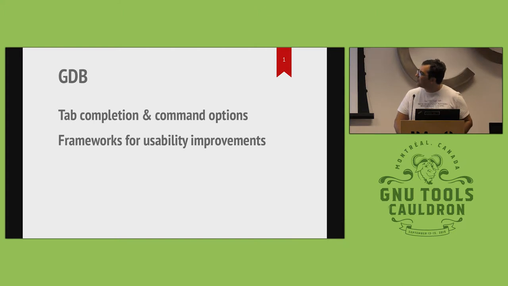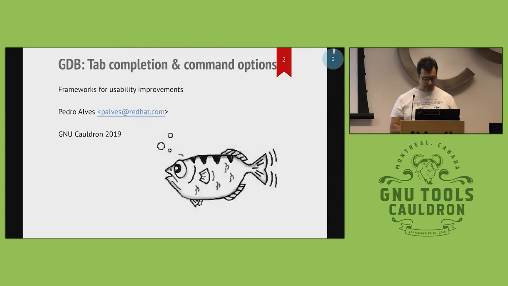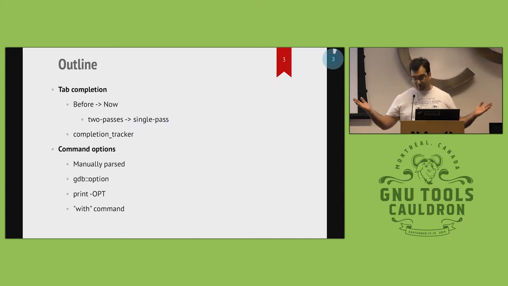All right, so the topic is tab completion and command options, some changes inside GDB's internals that were meant to improve usability. I'm going to be talking about tab completion, how things were, how things can be now and are now in some places, in some commands that have already been converted. And then I'm going to be talking about command options. And here I'm not talking about the options you pass to GDB on the shell command line. I'm talking about GDB's own commands.